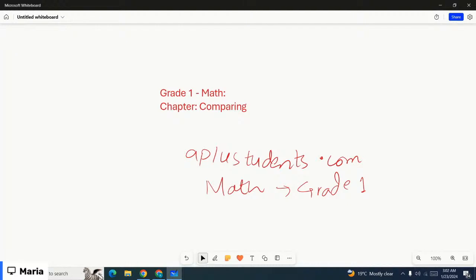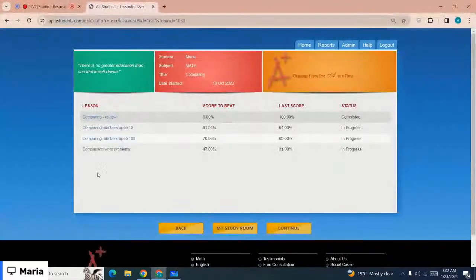Please make sure you have your notebook and pencil so that you can note down the important examples and definitions as well. So let's just start with chapter comparing. Here I am on the chapter comparing grade 1 math. Let's just start with the first lesson, that is comparing review.